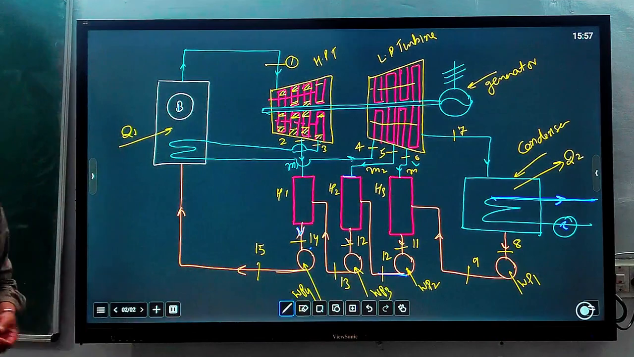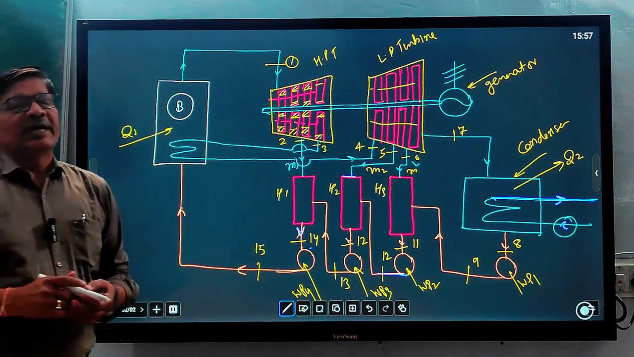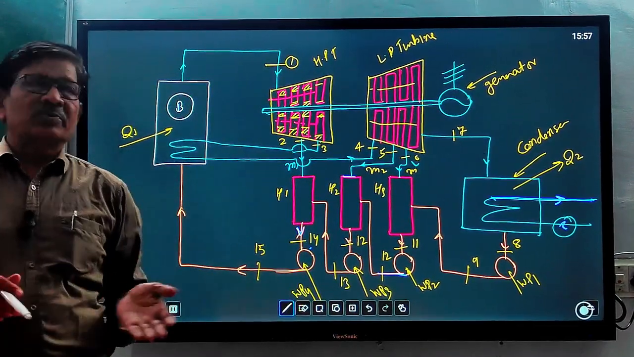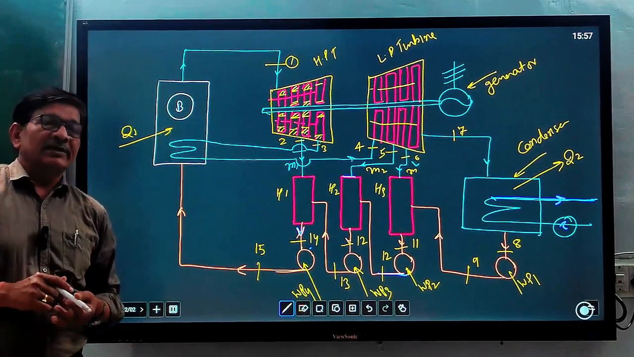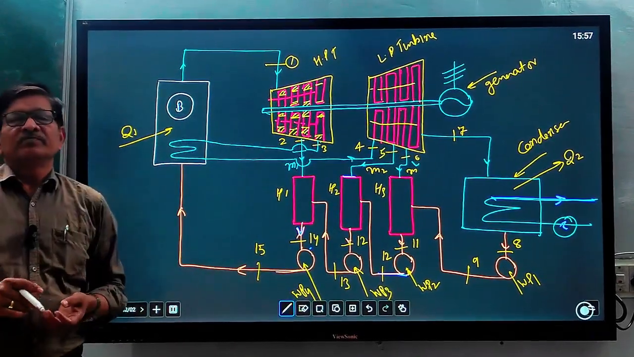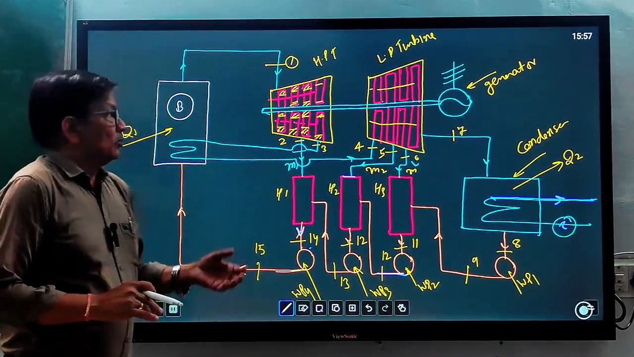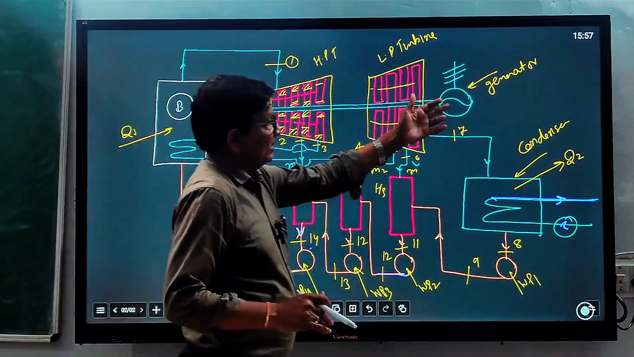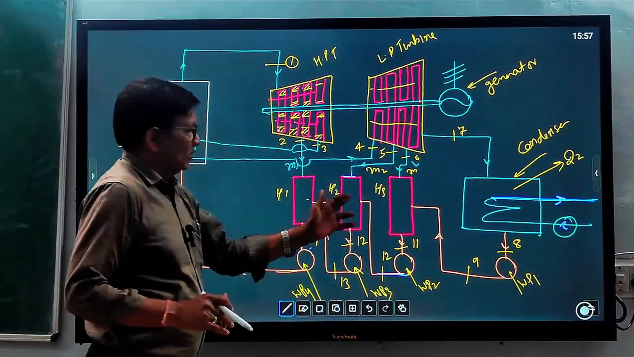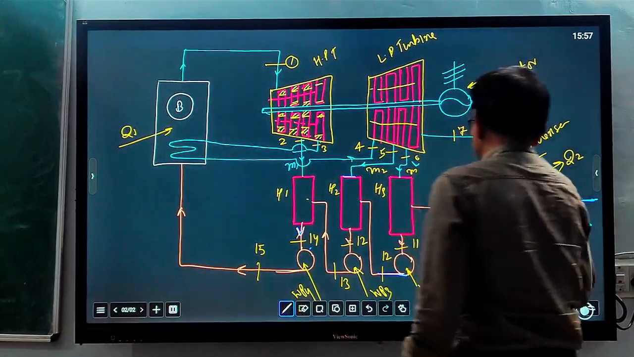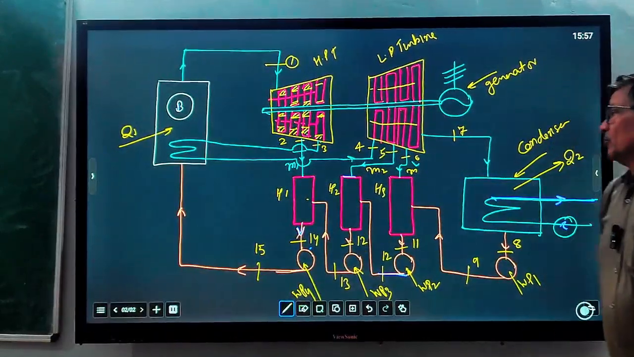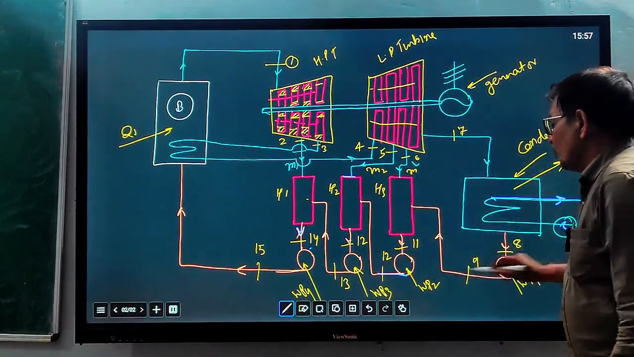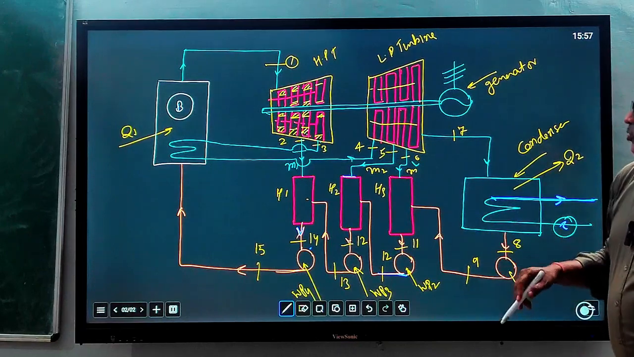So this is the combined cycle of reheat and regenerative Rankine cycle that is used nowadays in thermal power plants. All modern thermal power plants use this regenerative and reheat cycle in slightly different forms, but the basic principle is the same. First, see the different components. This is a boiler, a high pressure turbine, a low pressure turbine, generator, condenser, heater 1, heater 2, heater 3, and pump 1, pump 2, pump 3, pump 4. So there are three regenerative feedwater heaters, a reheat, and four pumps. Let us see how it works.